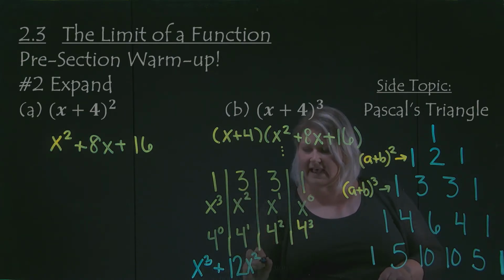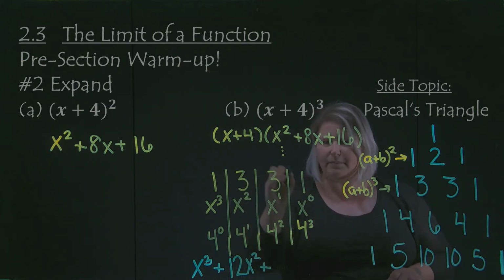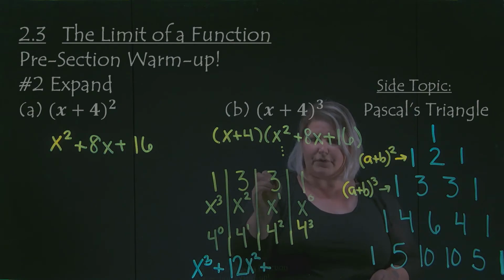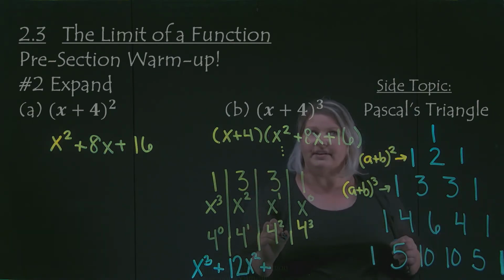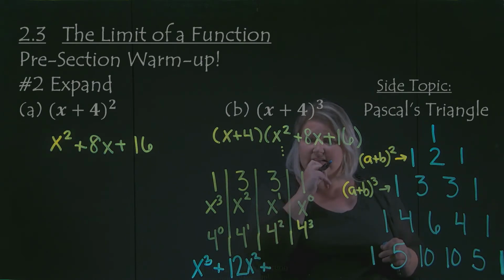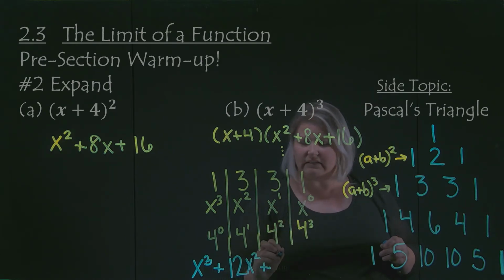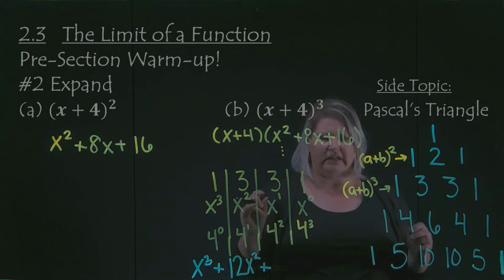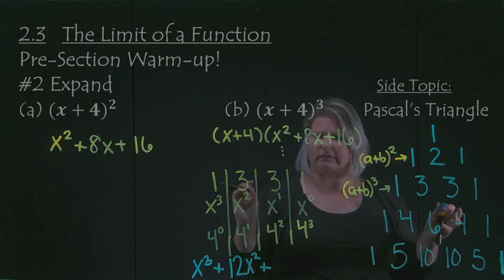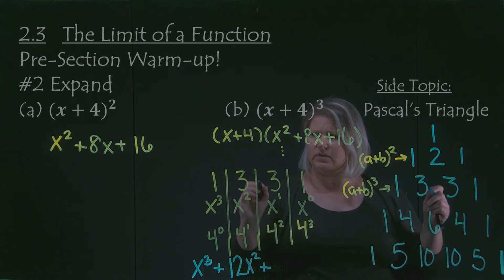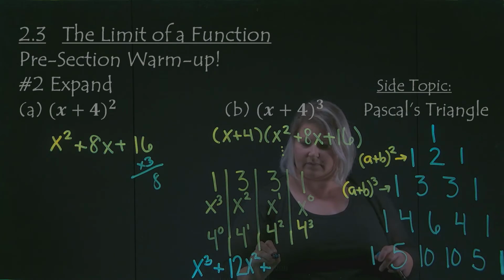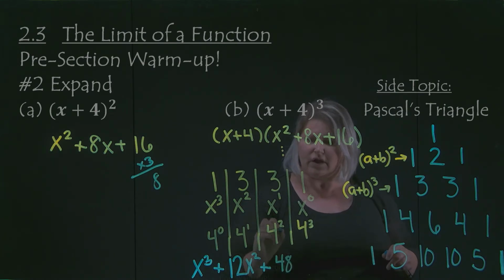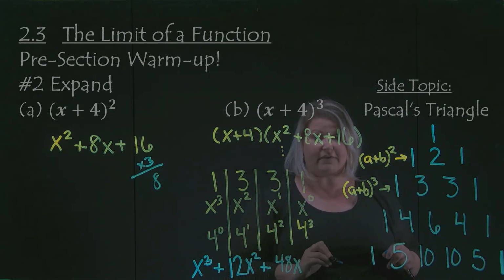And then I'm going to add the products in the next column. So 3 times x to the 1 times 4 to the 2. That's 16, right, times 3. What is 16 times 3? 48. So 48, x to the first power.